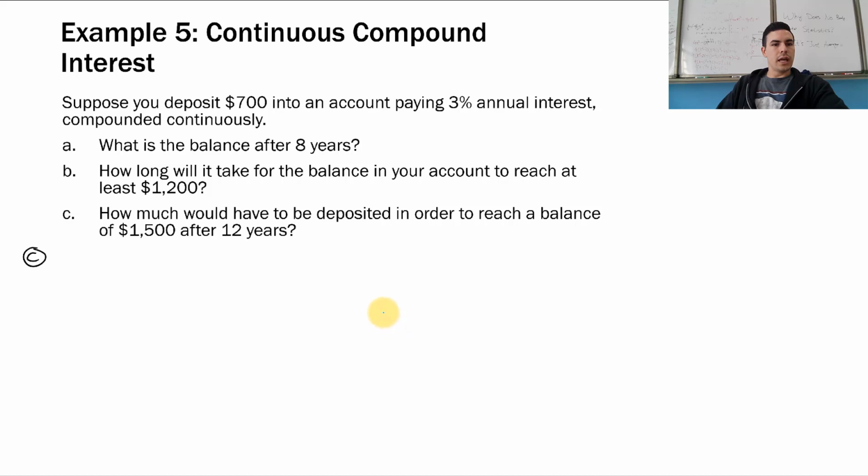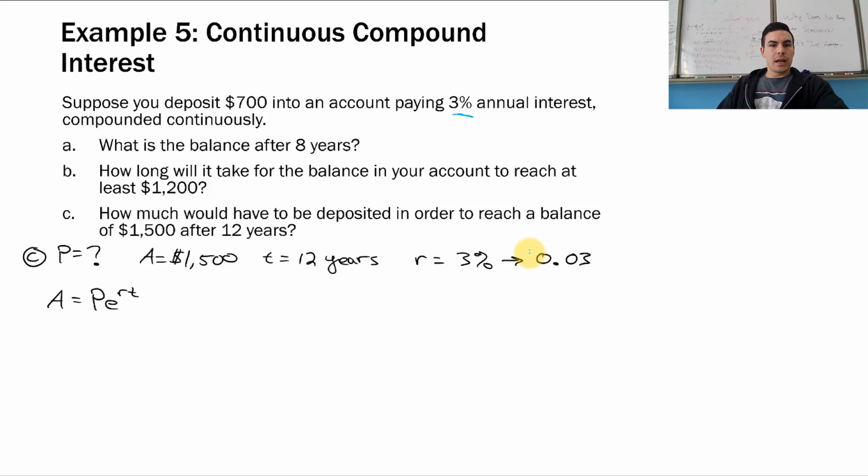All right, taking a look at our final question C, how much would have to be deposited in order to reach a balance of $1,500 after 12 years? So P, our principal, is our unknown. A is our 1,500, and T is 12 years, and we're going to stay with the same rate of 3%, again representing that as 0.03 as a decimal.